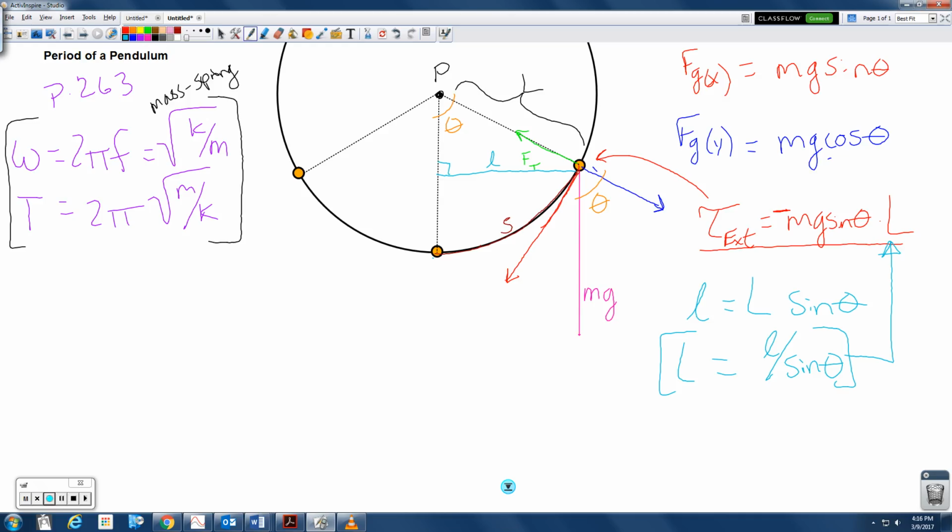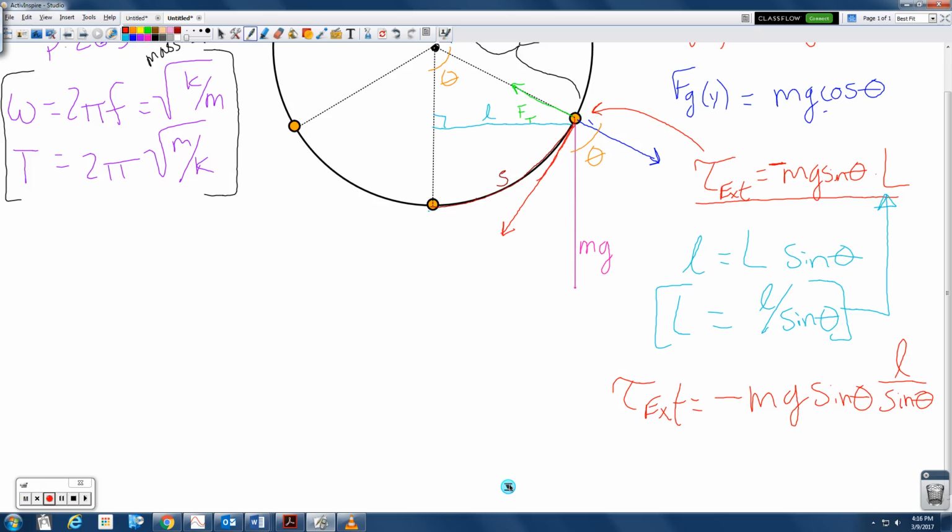So if we do that, we get torque external. Let's go back to red. If we do that, then we get next torque external. Because it is a restorative force producing a motion back towards the equilibrium position, we say it's minus mg sine theta times L, what we just solved for, which is little l divided by sine theta. And then we clean that up in one step, and we get torque external equals minus mg little l, and that's what we have halfway through the paragraph in the book.